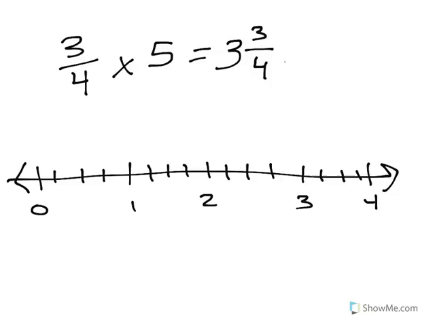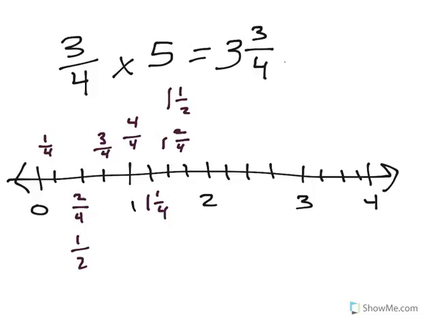We could also use a number line, and I'm just going to go ahead and label this number line. They're broken up into fourths. So the first one would be 1/4, then 2/4, 3/4, and then of course 4/4 is equivalent to 1. Then 1 1/4, 1 2/4, which is also equivalent to 1 1/2, and then 1 3/4, and then 1 4/4, which is equivalent to 2.